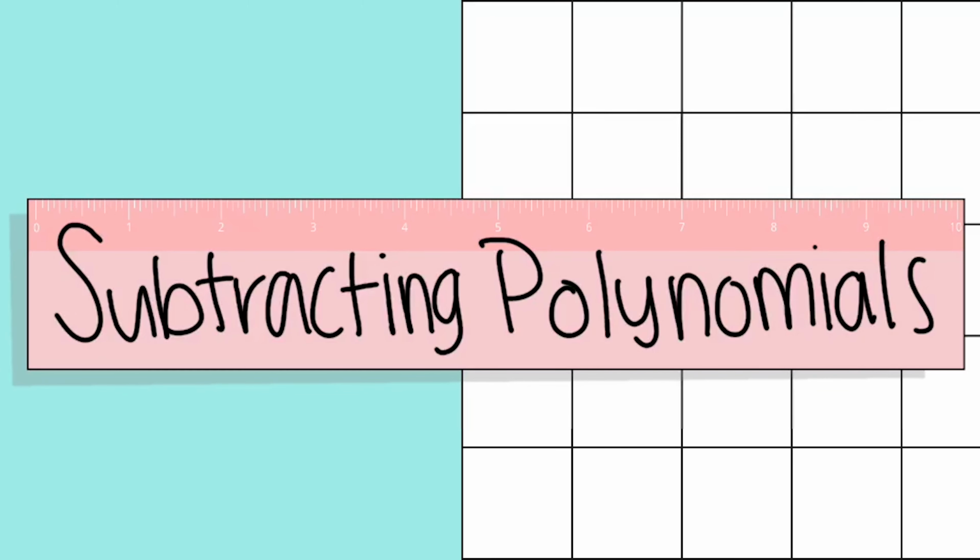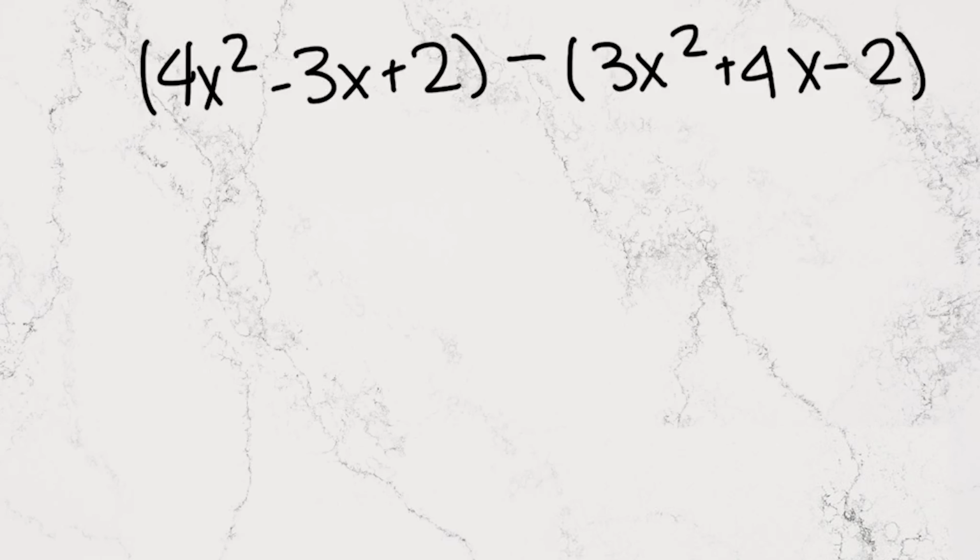All right, guys, now we're going to be subtracting polynomials. So in this case, I have a trinomial minus a trinomial. So my first step, very first thing I need to do is distribute this -1 to every term in my trinomial so I can drop the parentheses.